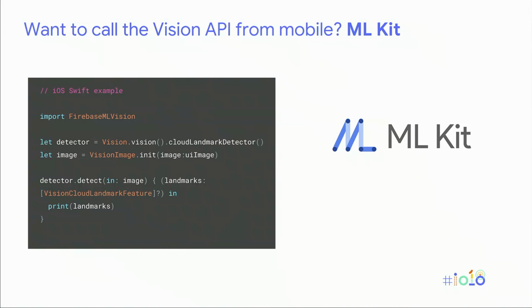I'm guessing many of you heard about MLKit, announced a couple of days ago. So if you want to use MLKit for Firebase, you can easily call the Vision API from your Android or iOS app. And this is an example of calling it in Swift.